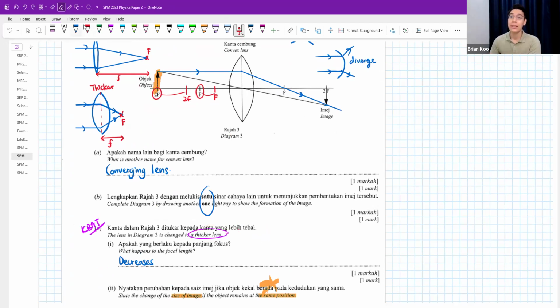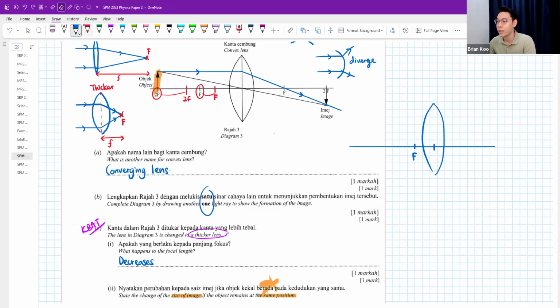Okay. Now I can redraw the whole thing for you if you want. So imagine now you have an even thicker lens, let's say. Okay. And then let's just say here is F, here is 2F, right? But my object is still pretty far away, you know? It's quite far away from the 2F. It still remains there.